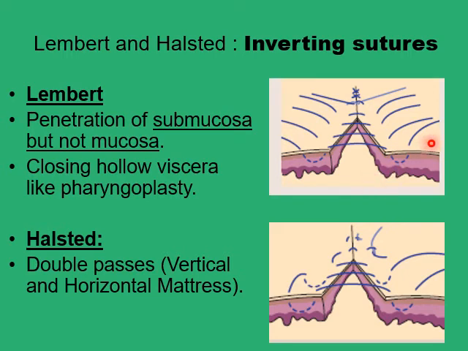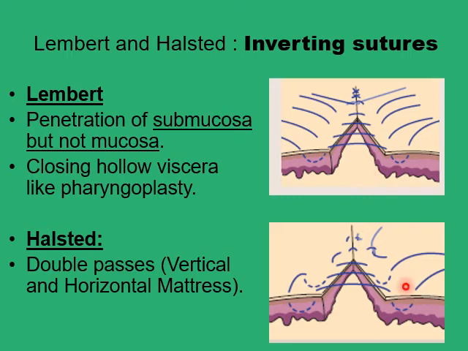And in the Lembert, you start with the far, loop it inside in the wall of the viscera, but through the submucosa, but don't penetrate the mucosal layer itself to avoid contamination of the suture line. Then pass it to the near of the other side, then to the far, and tie it over, and this is going to cause inversion of the wound.